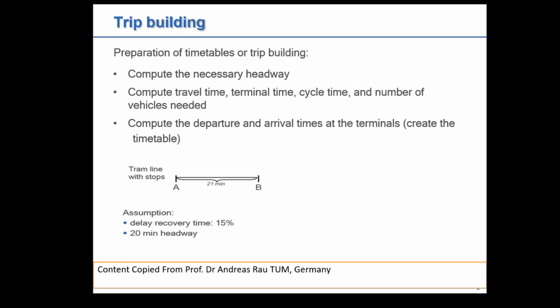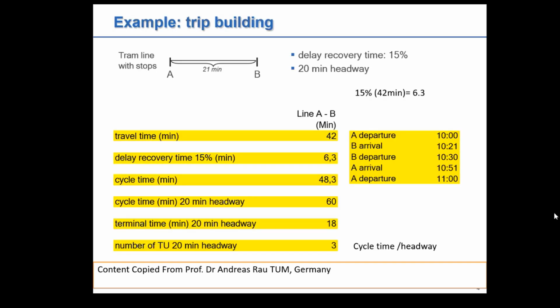Now we are trying to build the same trip and assign the timetable. Have a look. As you can see here, we have a delay recovery time of 15 percent, and from A to B we can reach within 21 minutes. That means the travel time, A to B and B to A, is 21 plus 21, which is 42 minutes.